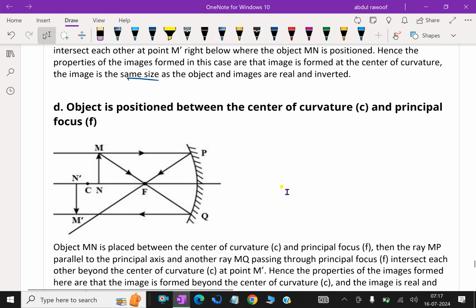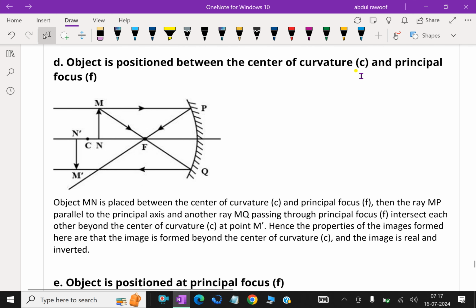Next, the object is positioned between the center of curvature C and the focus F. That means the position is between the center of curvature C and point F. Here is the object. One ray passes from M parallel to the principal axis and comes back through F, another goes through F, and here we form the image N dash M dash.